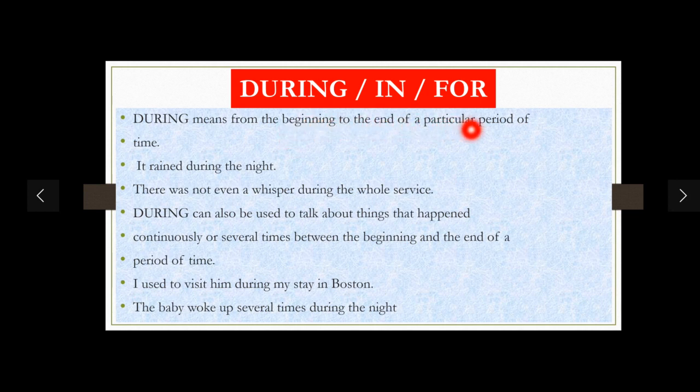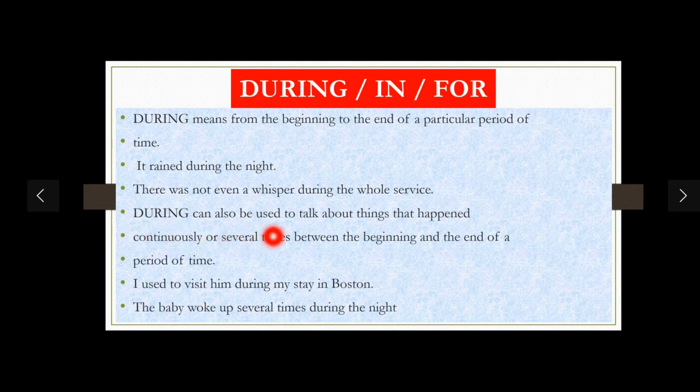During, in, and for. During means from the beginning to the end of a particular period of time. It rained during the night. So it means that when the night begins and when the night ends, throughout this particular period of time, it rained. The whole night it rained. There was not even a whisper during the whole service. So when the service began and when the service ended, there was no whisper during this particular period of time.